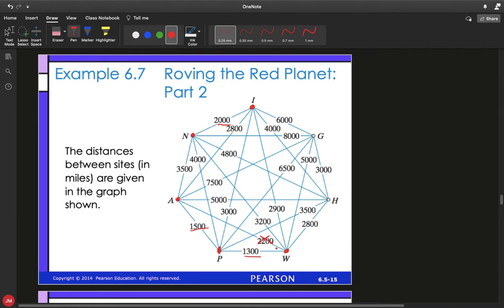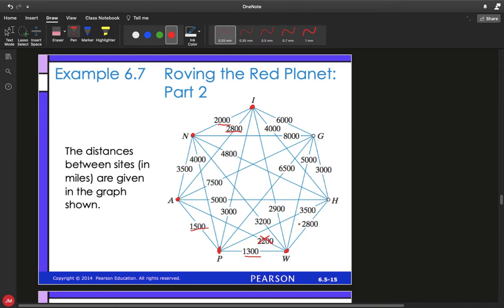Our next cheapest after 2,200, let's see. I'm looking around, I think 2,800, which does happen in a couple of different places. In fact, it really doesn't matter which one we pick, let's go ahead and use this 2,800, which connects I to A, which again is okay because notice that it does not create a circuit. You would still be on an open path W, P, A, I, N. It's not as if we are connecting back to any of the vertices we've used before.